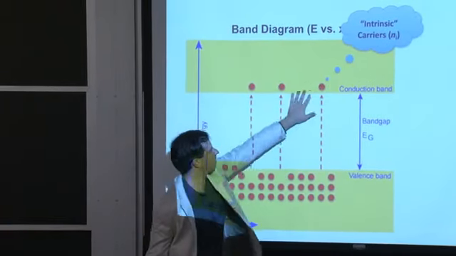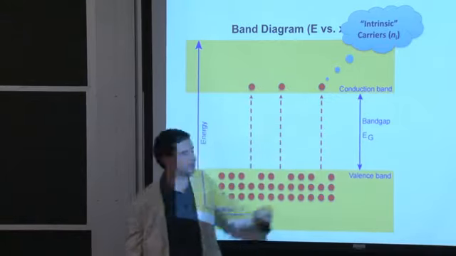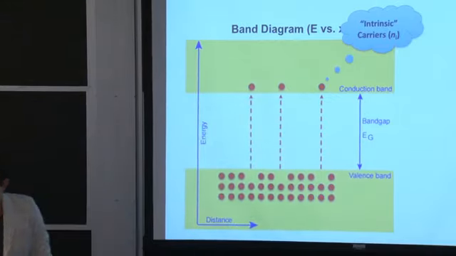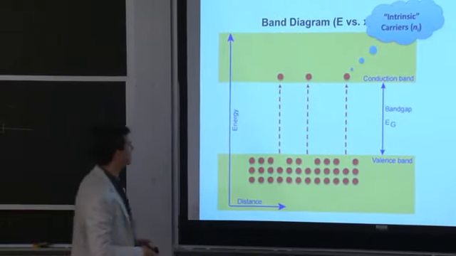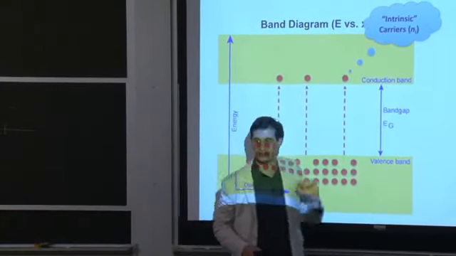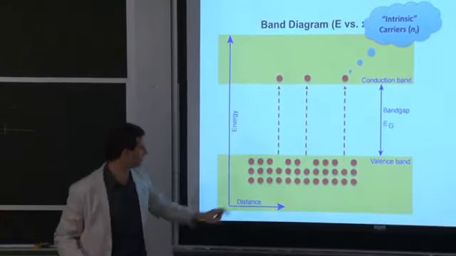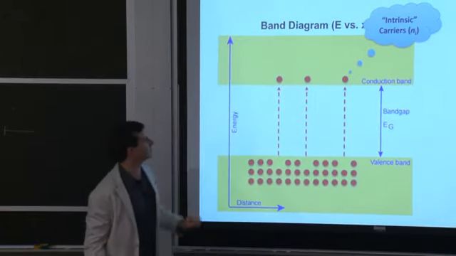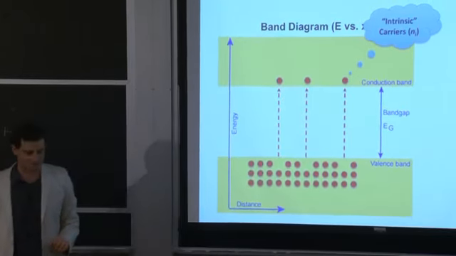So these carriers up here are free to move around the crystal. They can conduct electricity. They can conduct charge. We could measure a current flowing through if we applied a bias voltage across a material like this. Those are our charge carriers, these holes as well. And so this is the intrinsic carrier concentration.